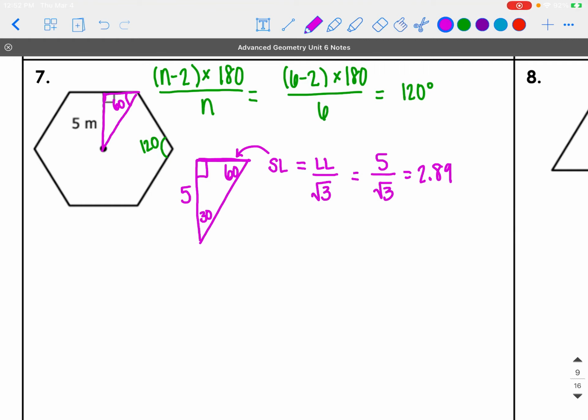So that means that this section right here is 2.89. So the entire side of the hexagon, we have to multiply that by 2 to get 5.78. So each side of the hexagon is 5.78.